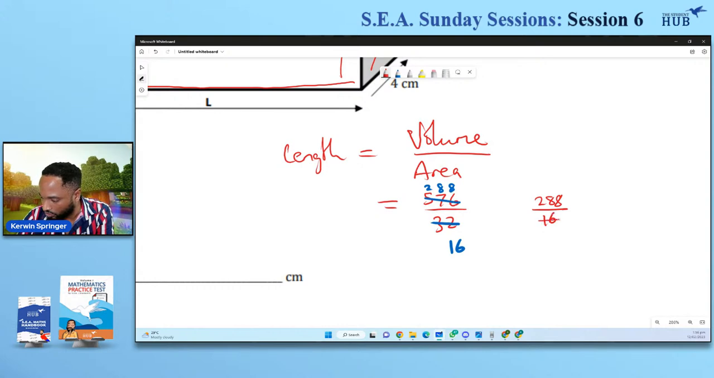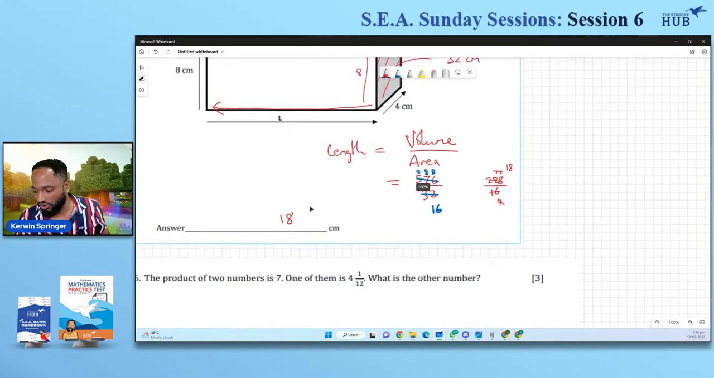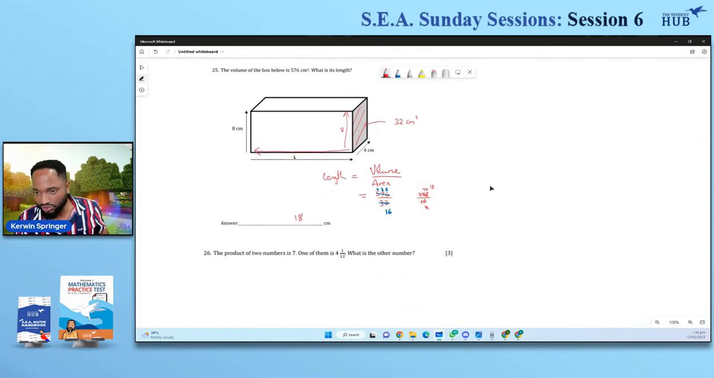Let's use 4. 4 can go into 288, 72 times. And then 4 can go into 72, 18 times. Yes, 18. Great.